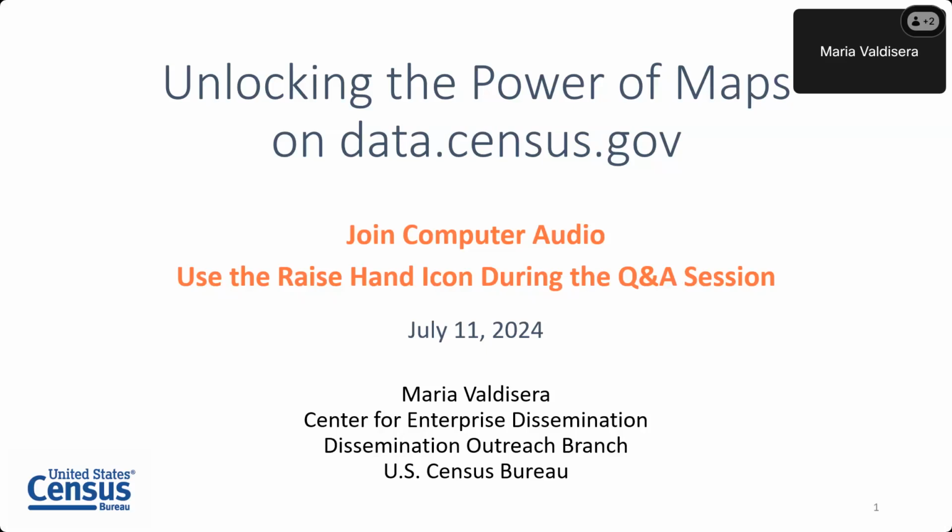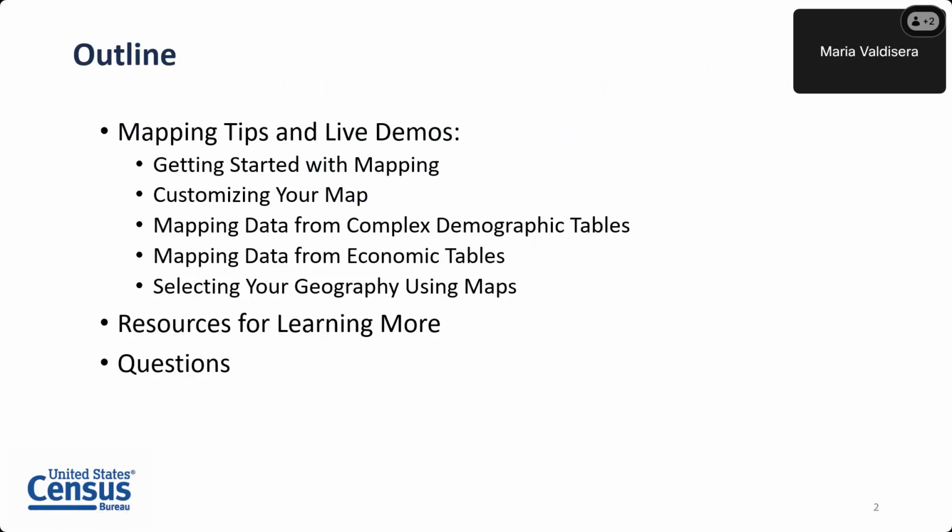data.census.gov today. So just for a brief outline of what we are going to be covering today, I'm going to be just going over some quick getting started tips and tricks for using mapping. Then we're going to talk about how you can customize your map, and then mapping data for complex demographic and economic tables will also be covered. And then we'll also go over how you can select your geographies using the maps directly rather than using some of the other ways like the single search bar or the advanced search. Then I will go over just some resources for learning more, and then we'll open up for questions at the end of today's session.